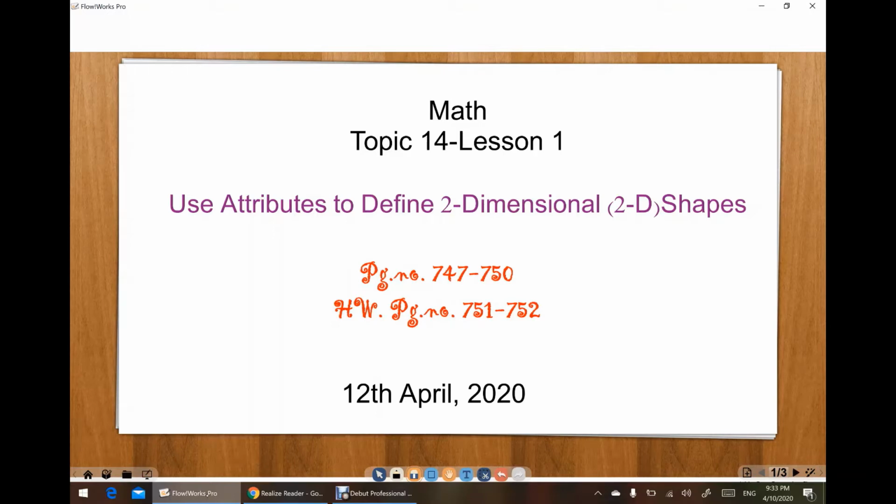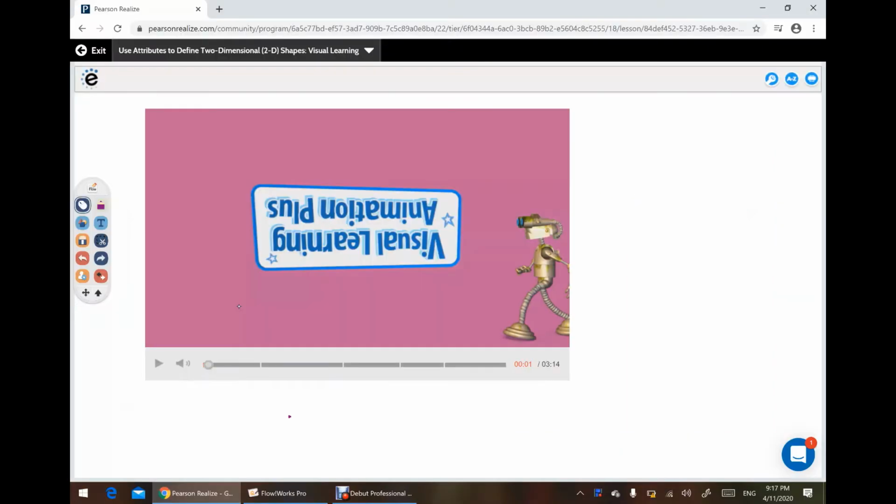Here we have topic 14, lesson 1. Use attributes to define two-dimensional shapes. Page numbers are 747 till 750. Homework pages are 751 and 752. Okay, let's watch the video.